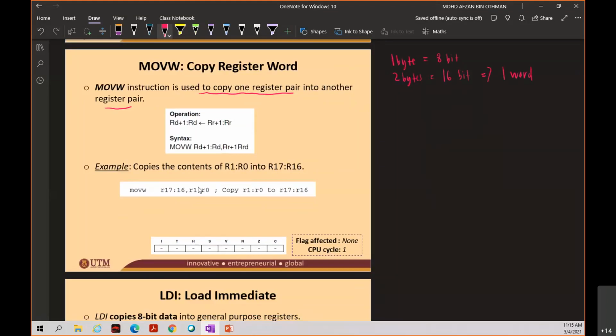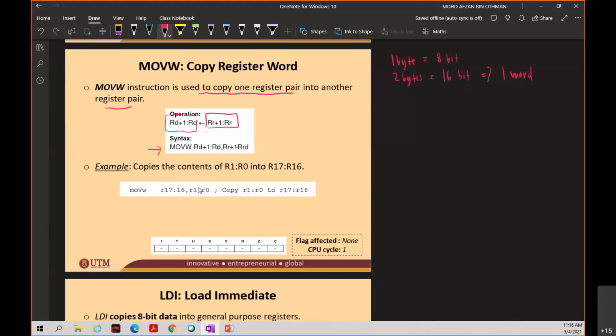So this is the operation here. This is your source register pair, and you put it to another pair, your destination register. This is the syntax: MOVW RD+1:RD, RR+1:RR.